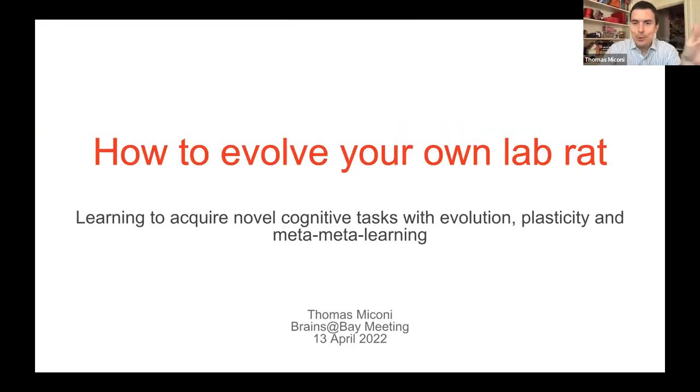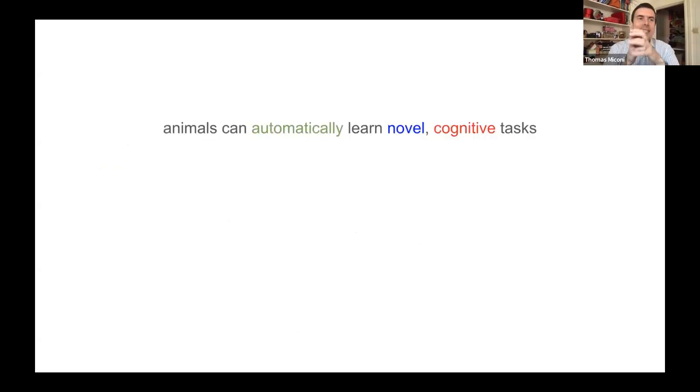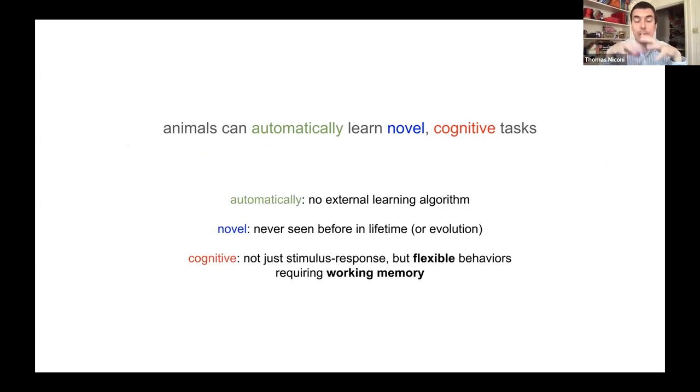In the last two talks, we've learned a lot about how neuromodulation actually works in the brain and how it can be applied to different artificial models. Here, I'm going to show an example of how neuromodulation, or more precisely, a very specific type of neuromodulation, can be applied to artificial neural networks to enhance their learning abilities. And so this project starts from an observation, which is that animals can do something pretty nice, which is that they can automatically learn novel cognitive tasks.